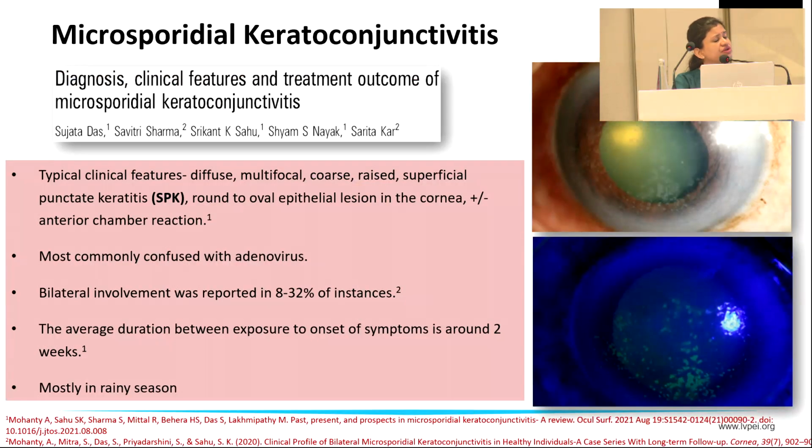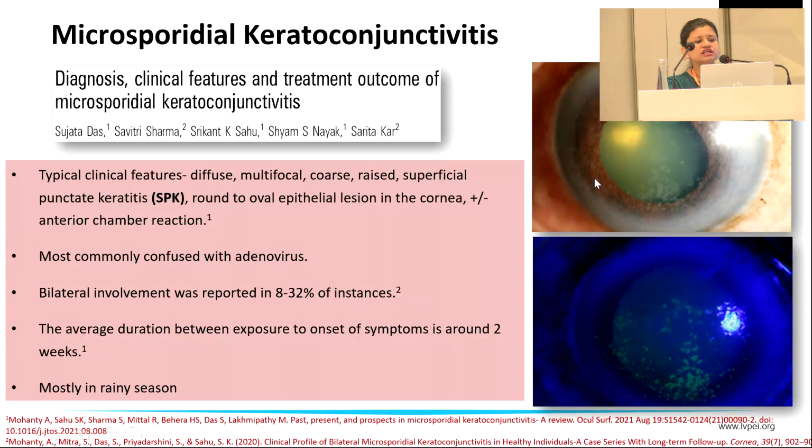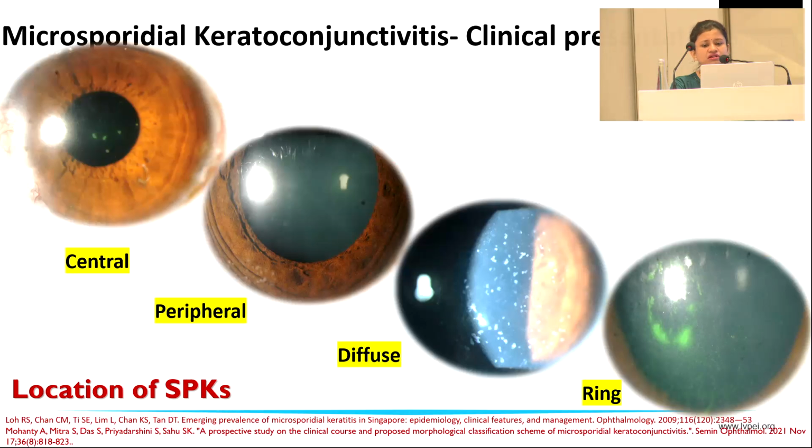Coming to microsporidial keratoconjunctivitis, which is very different from what we have been discussing about MSK. This is a very superficial epithelial keratitis where you can see multiple coarse raised SPKs, round to oval in shape, with or without fluorescein staining. The most common differential diagnosis for this MKC is adenovirus. Bilateral involvement has been reported in 8 to 32% of cases. The average duration from exposure to dirty water to onset is around 2 weeks, and it is mostly reported in tropical regions during the monsoon season.